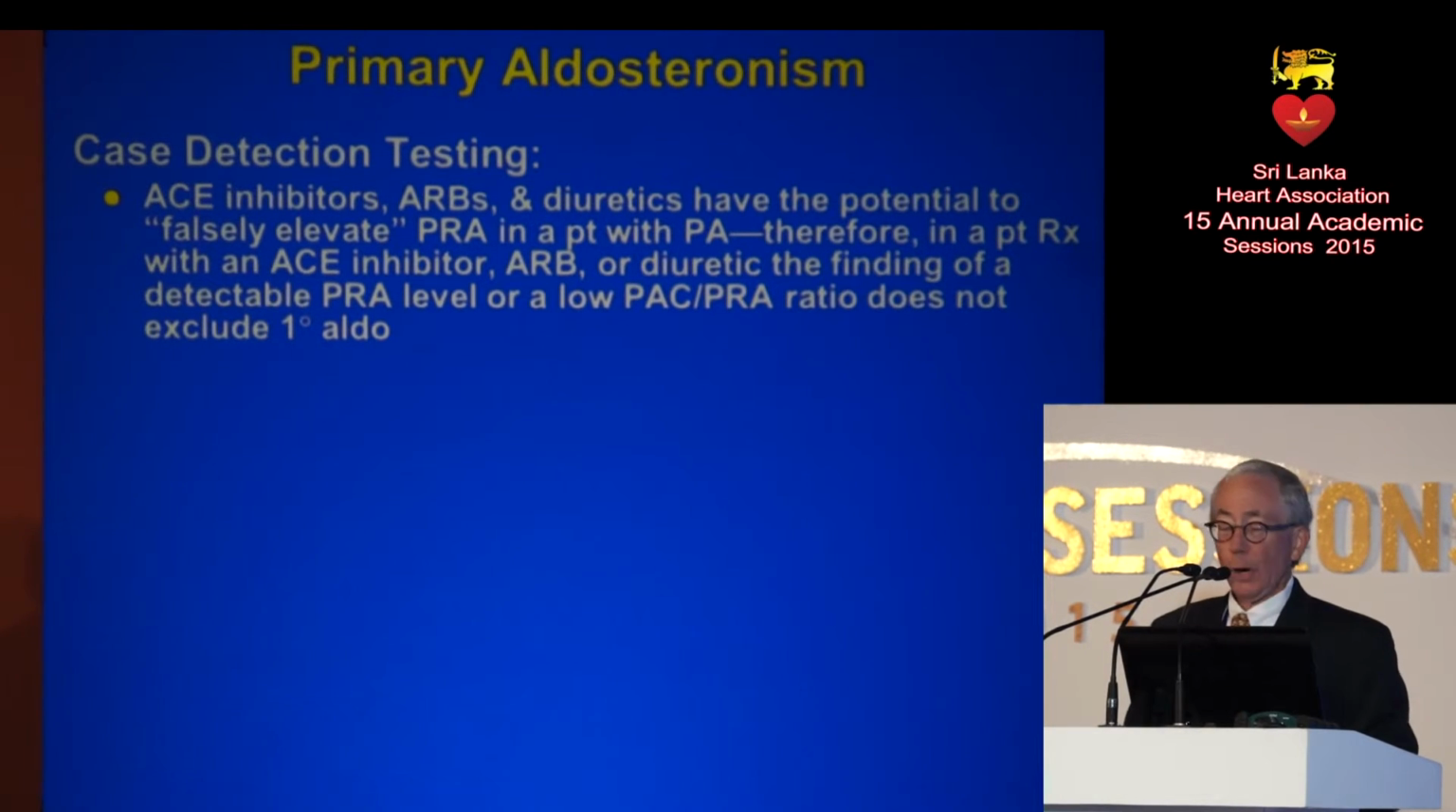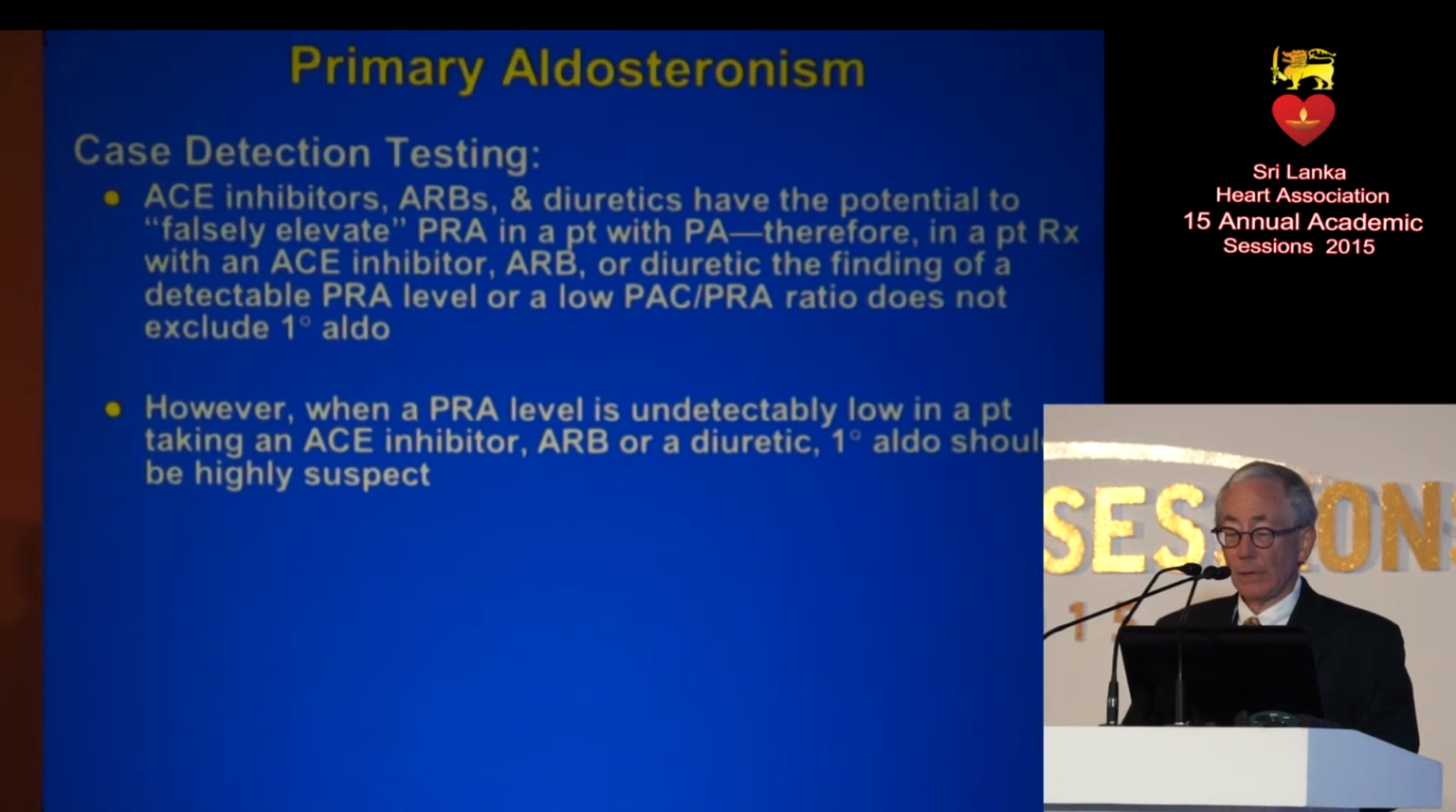ACE inhibitors, ARBs, and diuretics can actually elevate plasma renin activity, even in a patient with hyperaldosteronism. Therefore, in a patient being treated with one of these drugs, the finding of a detectable plasma renin activity level or a low PAC-PRA ratio does not exclude primary aldosteronism.